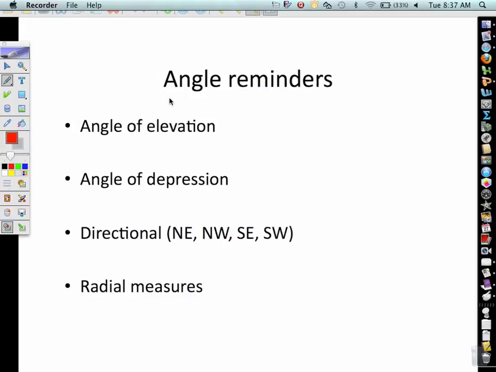Work with the law of sines and cosines. We're going to look at just a few application problems. Here are a few reminders with application problems.